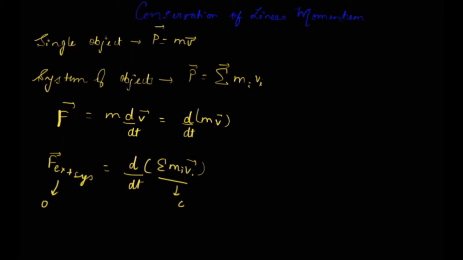So this is the principle of conservation of linear momentum. It states that if the net external force acting on a system of objects is 0, then the linear momentum of the system of objects remains constant, or the linear momentum of the system remains conserved.